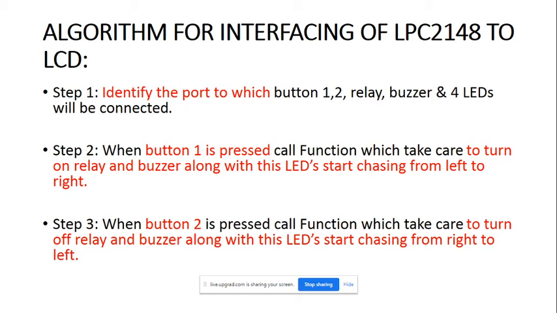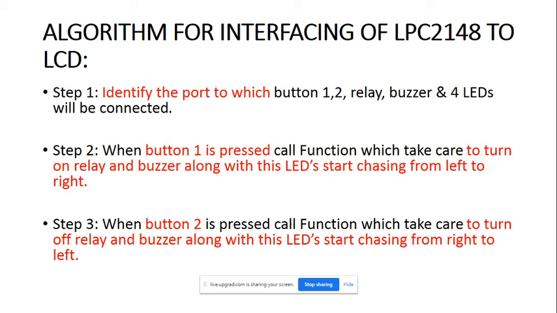The first step is that you must declare which port you are using for interfacing the peripherals to the PIC microcontroller. You can declare B port, C port, A port, whatever you want. Whatever port you are using, just declare it to the microcontroller, meaning identify the port to which all these peripherals are attached. That is your first step.